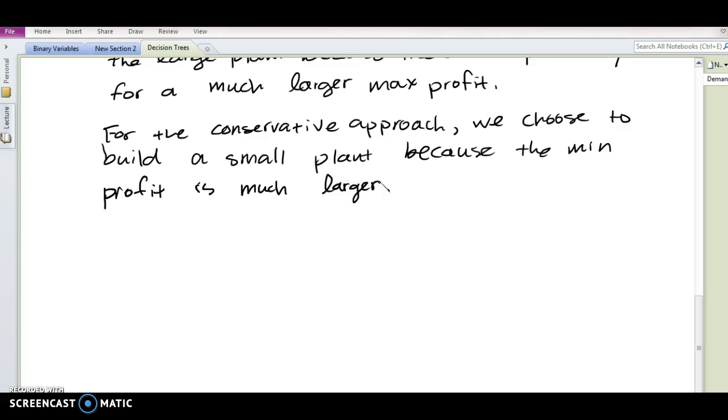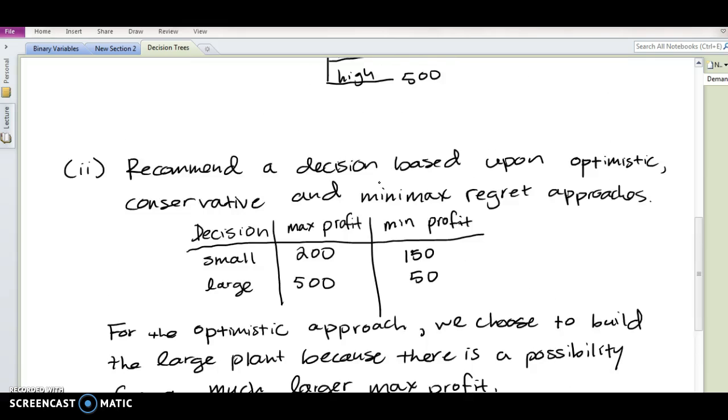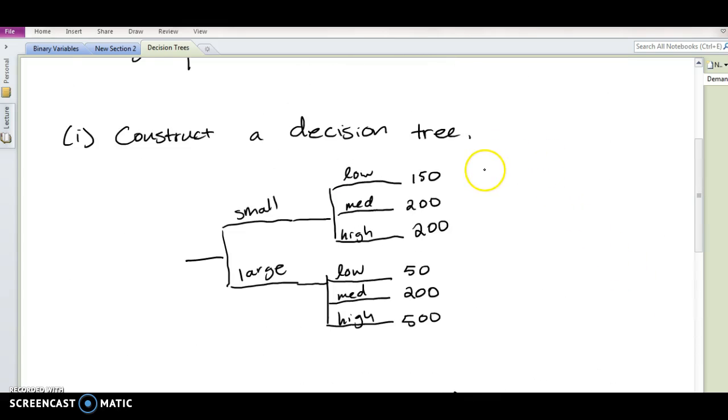And now we have to look at the last approach, the Minimax Regret approach. So let's organize this based on a table. We're going to take part one and do some scratch work over here. What we're going to do is two tables. We're going to have the small table, and we're going to have the large table.